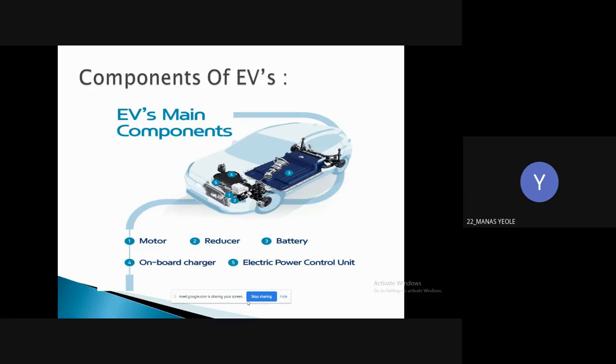Now we see the components of an electric vehicle. As we well know, electric vehicles use the electricity saved in the battery to cycle the motor and generate the power necessary for driving. This is the biggest difference from internal combustion vehicles, in which the engine burns fossil fuel to generate the power. Now the first component is the motor.